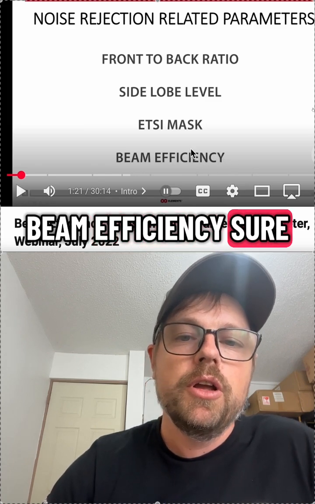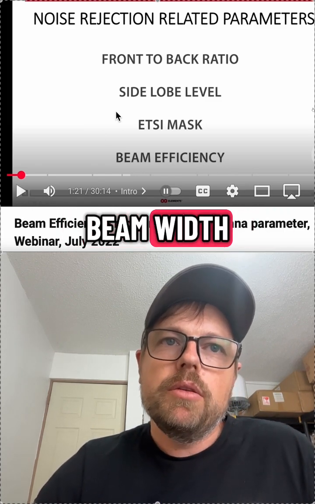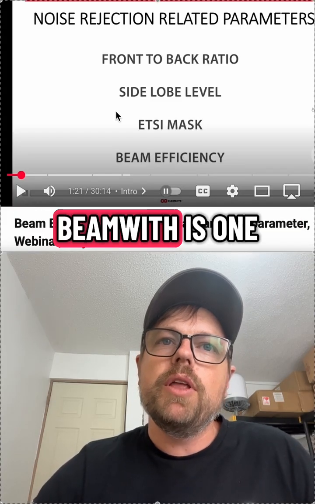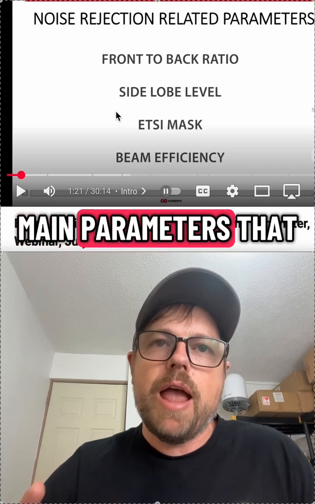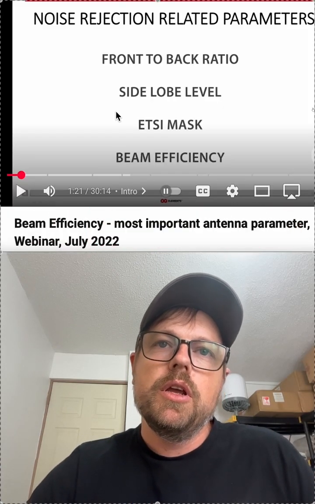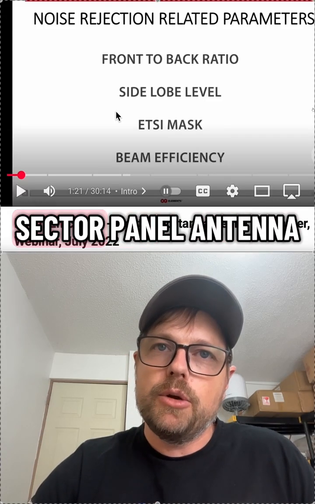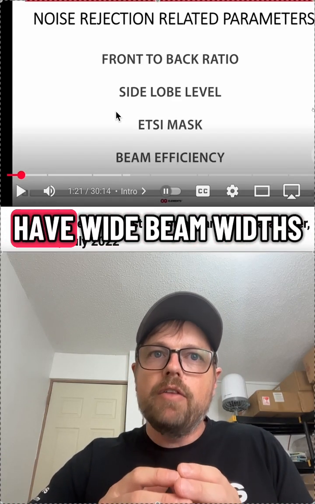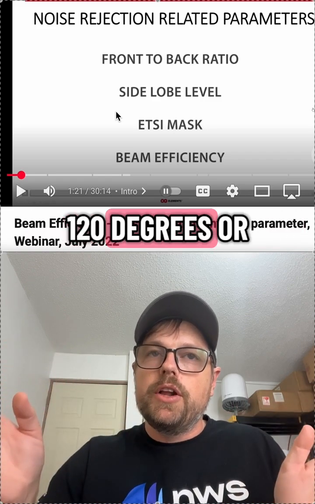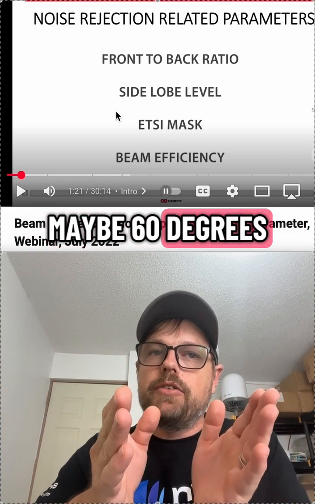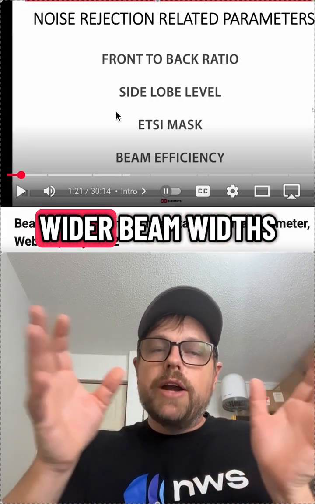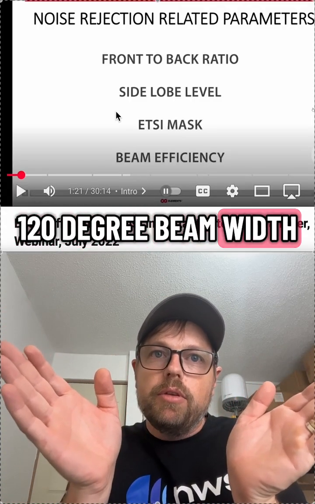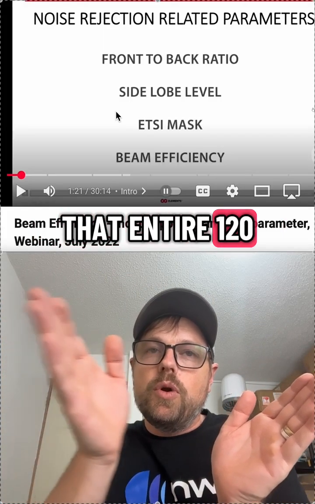Beam efficiency, sure. But he ignores beam width, especially in a point to multi-point sector antenna. Beam width is one of the main parameters that you would look at when dealing with noise. So the difference between a horn antenna and a sector panel antenna is mostly beam width. Sector panel antennas usually tend to have wide beam widths, 120 degrees or 90 degrees, maybe 60 degrees. But with those wider beam widths, you're picking up noise from the entire sector. If you have a 120 degree beam width, then you're picking up noise from that entire 120 degree sector.